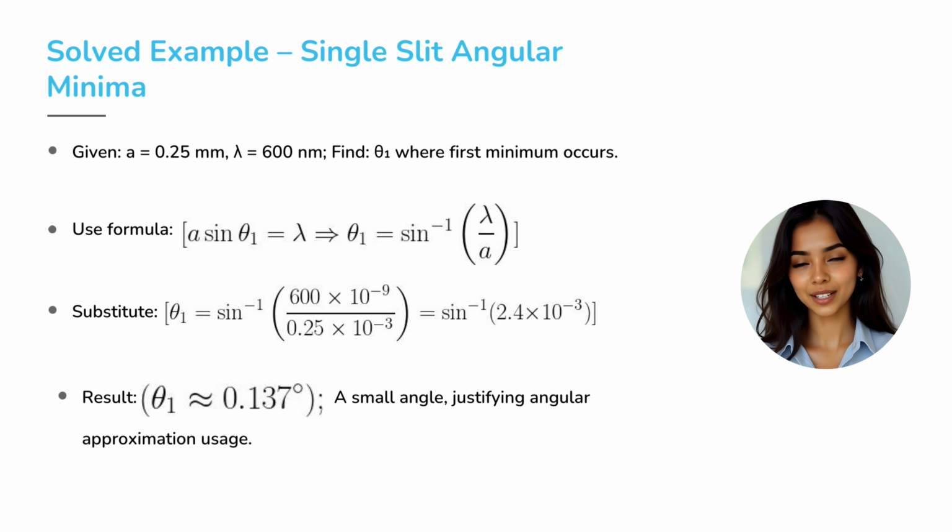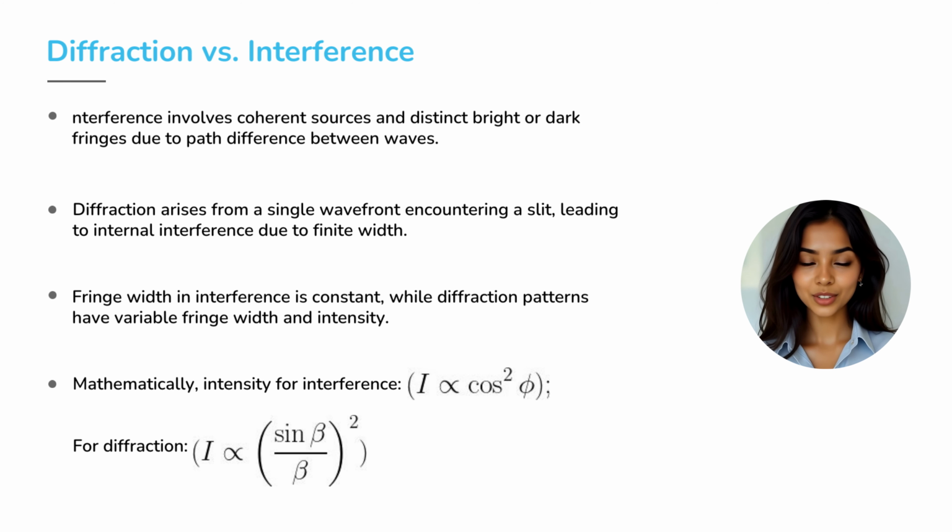Taking the inverse sine of this value, θ1 is about 0.137 degrees, a very small angle, which justifies using small angle approximations in our calculations. This tiny angle shows how precise and subtle these diffraction effects are, although visible to experiments and devices sensitive enough to detect them. Now, you might wonder, what's the real difference between diffraction and interference?